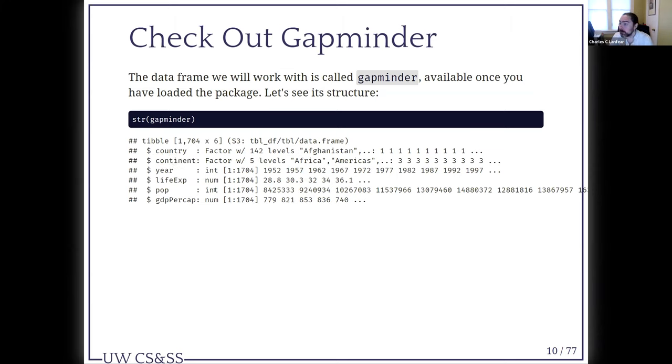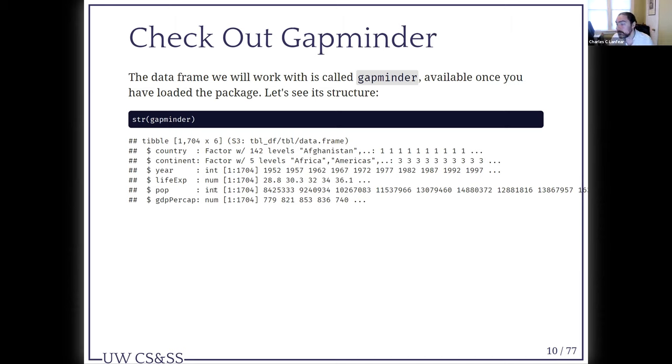Yeah, so I'm getting the error "object gapminder not found" even after installing the package. Ah, have you done library(gapminder) first? So the process is always: install a package. Once it's installed, you don't need to do it again, but every time you want to use it in a particular script, or a particular time you've opened R, you do have to do library on that package.